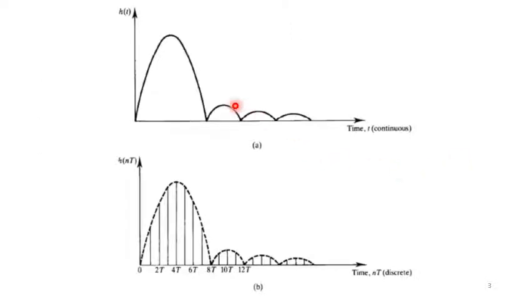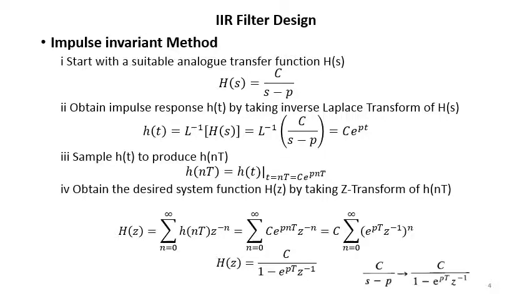These are the figures showing the impulse response and the corresponding sampled impulse response. I hope, based on the theory you have done previously, that you understand the sampling frequency must meet the Nyquist criterion in order to avoid aliasing distortion. The four steps of the impulse invariant method are described here.